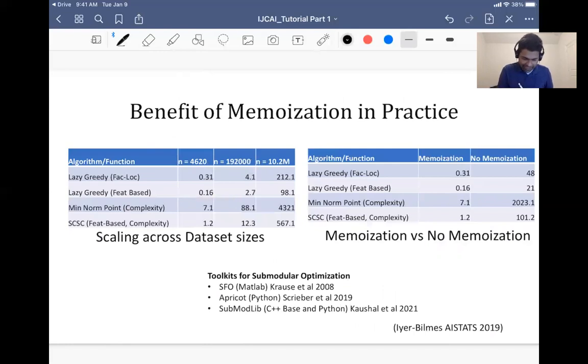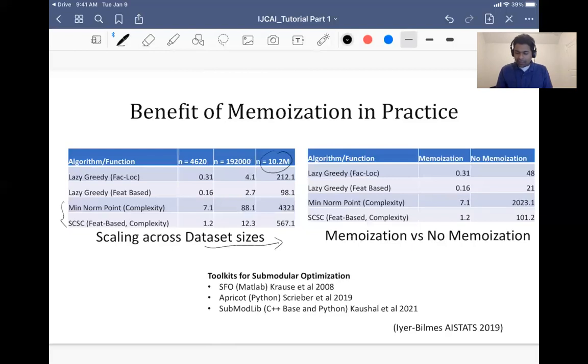So this is a lazy greedy algorithm, and these are two other algorithms which we didn't cover in this tutorial. One is a minimum norm point algorithm, and the other is SCSC, submodular cover, submodular constraint. We see first of all that with memoization this scales very well, even up to like 10 million on a single CPU. Of course, you can do distributed versions where again you do memoization and the complexity remains the same. Once you go to a billion, or maybe order of a billion size data sets.